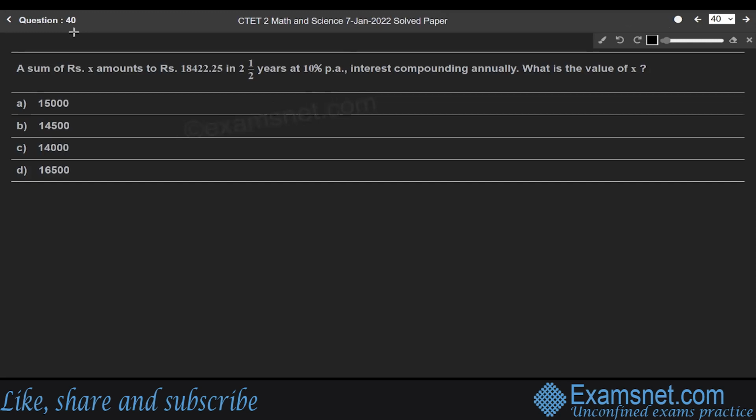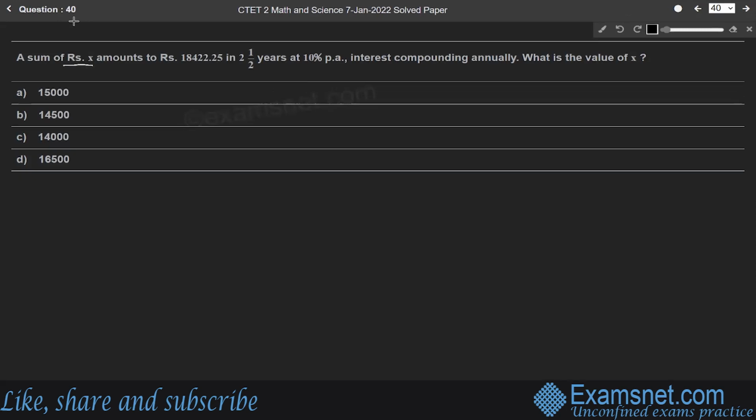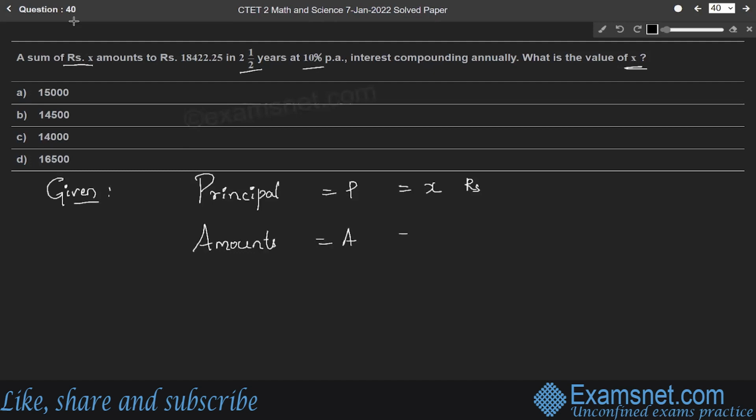Question 40. The sum of rupees x amounts to rupees 18,422.25 in 2.5 years at 10% per annum interest compounding annually. What is the value of x here? Given principal P is equal to x rupees. A sum of rupees x amounts to, this principal amount becomes A is equal to 18,422.25 rupees in 2.5 years.